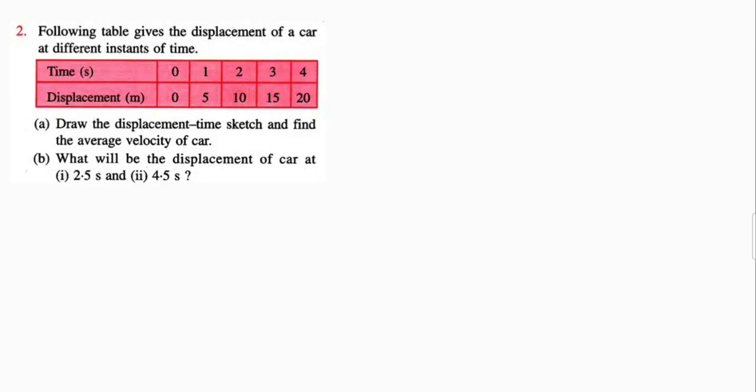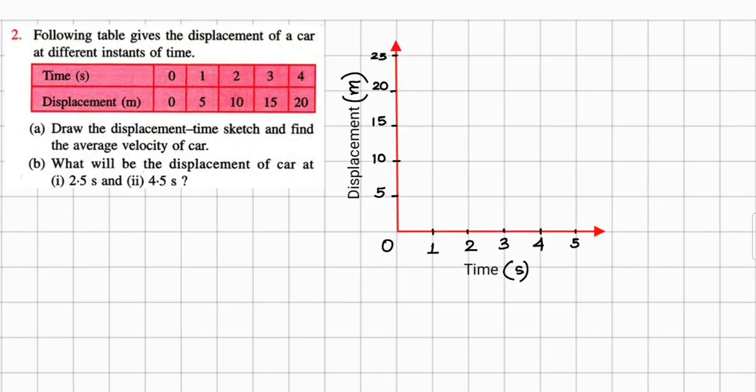Question number 2. Displacement time data is given to you and they have asked you to draw the displacement time graph and find the average velocity of the car. So let us draw. I have drawn the coordinate axis. Always time will be plotted on the x-axis, displacement on the y-axis. So at 0 seconds, displacement is 0. So let's mark that point. At 1 second, displacement is 5. At 2 seconds, it is 10. 3 seconds, it is 15. 4 seconds, it is 20. Now let us join these dots, draw a straight line. So this is the displacement time graph.